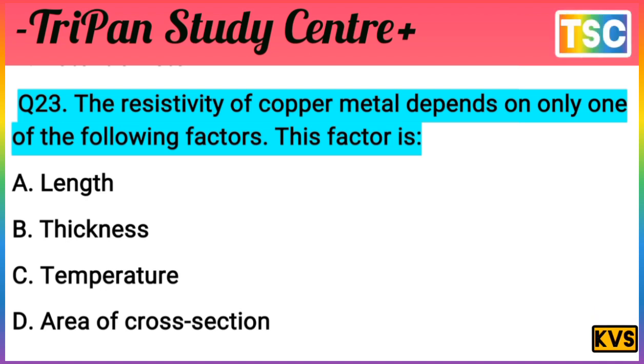But write the correct answer in your notebook. Okay? You must write the answer in your notebook. Let's see what the answer is. The resistivity of copper metal depends on only one of the following factors, and this factor is temperature. It means option C is correct here. Option C, temperature, is the correct answer for this question.